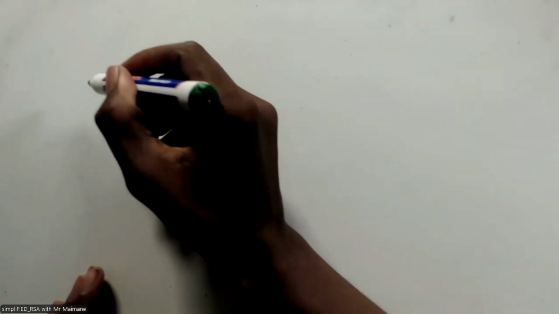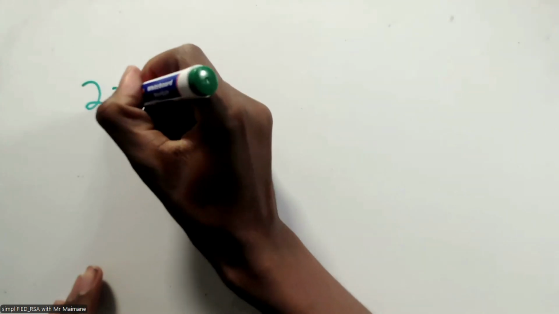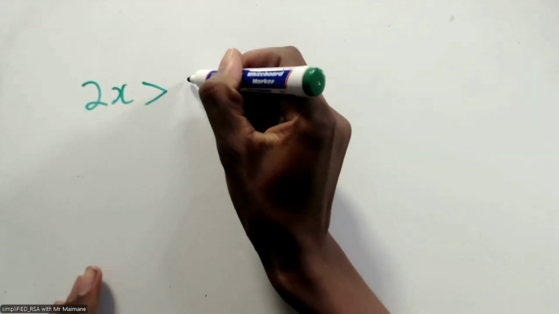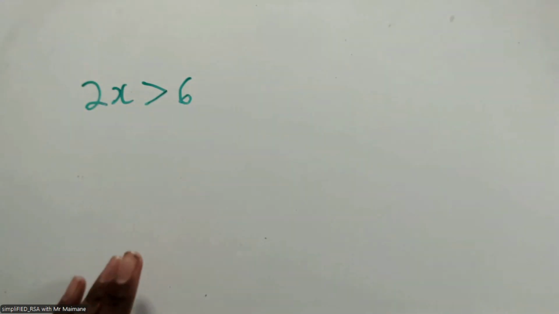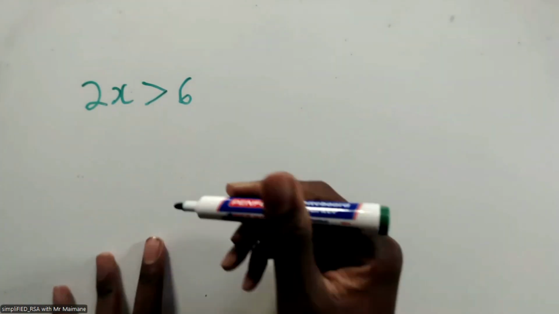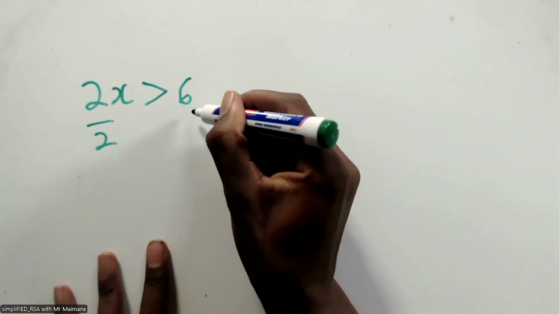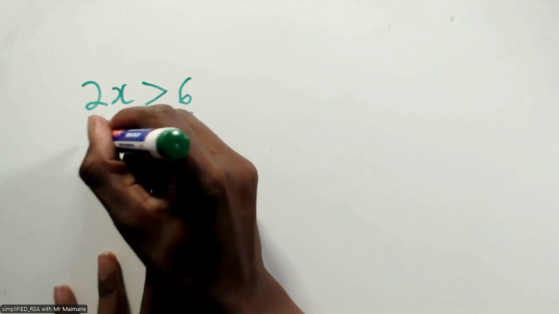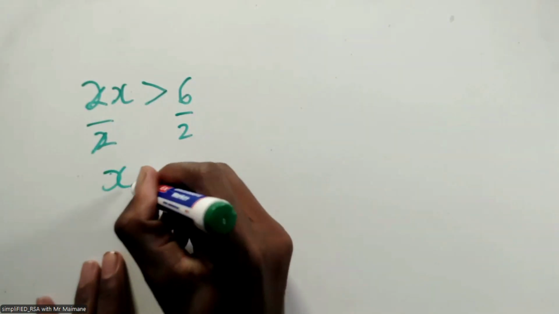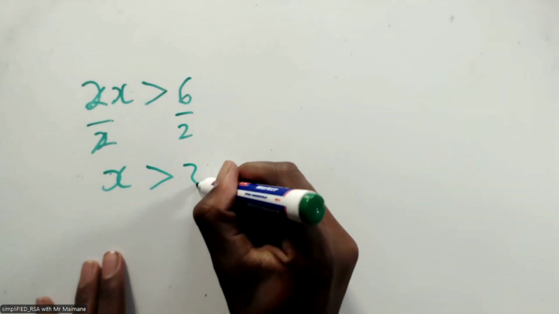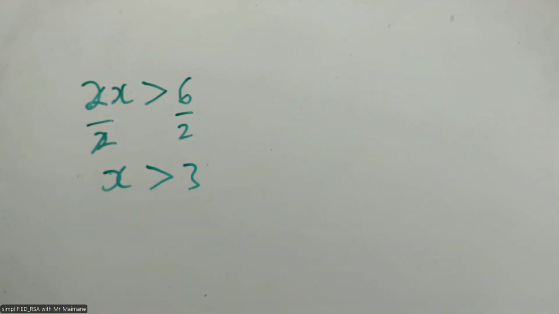Now, the second thing that you must know is that when you divide by a negative number in inequalities, the arrow must change and face the other direction. Let me give you an example. If we have 2x is greater than 6, for instance, if I had to solve for x here, I would divide by 2 here, I would divide by 2 here. This will cancel that. Therefore, x is going to be greater than 3. That's what I would have.